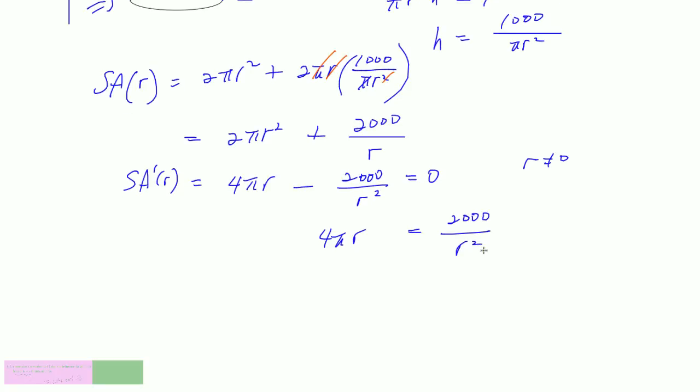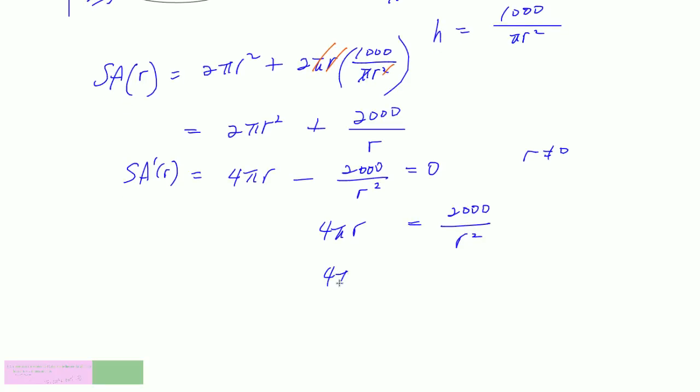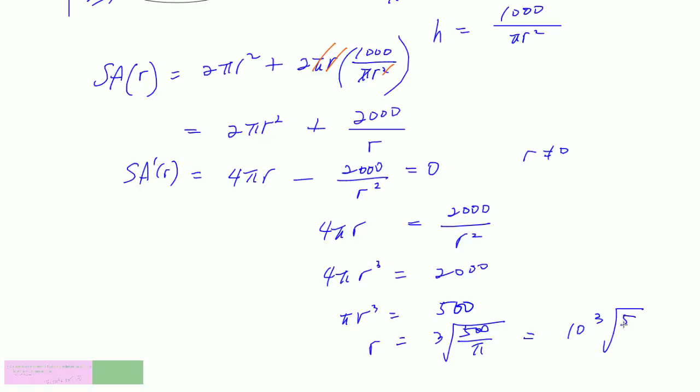We can do that. Cross multiply and you get 4 pi r cubed. So pi r cubed is 2,000 divided by 4. So r will be the cubic root of 500 over pi, that's 10 times the cubic root of 5 over pi. Okay. So when r is that length, in centimeters, we will have a minimum.